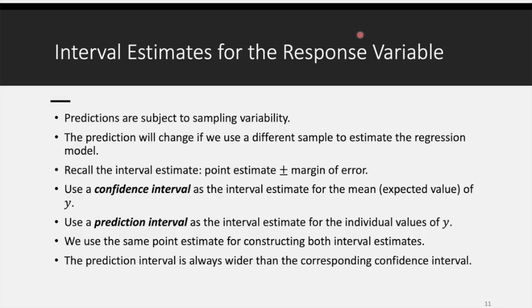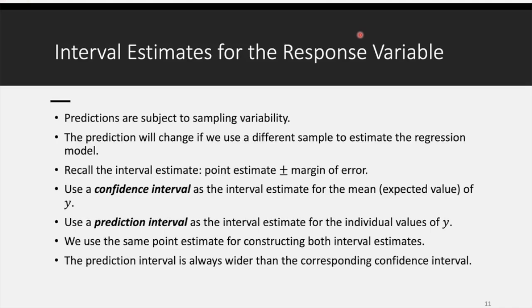We will have a distinction between two things: the interval estimate for the mean, which is the expected value of the response variable y, and the interval estimate for the individual value of y. The first one we call the confidence interval, and the second one we call the prediction interval. For given values of the predictor variables, we can think of the confidence interval as the range that contains the mean of y, and the prediction interval as the range that contains the individual value of y. And again, we will be using the same point estimate for constructing both interval estimates.